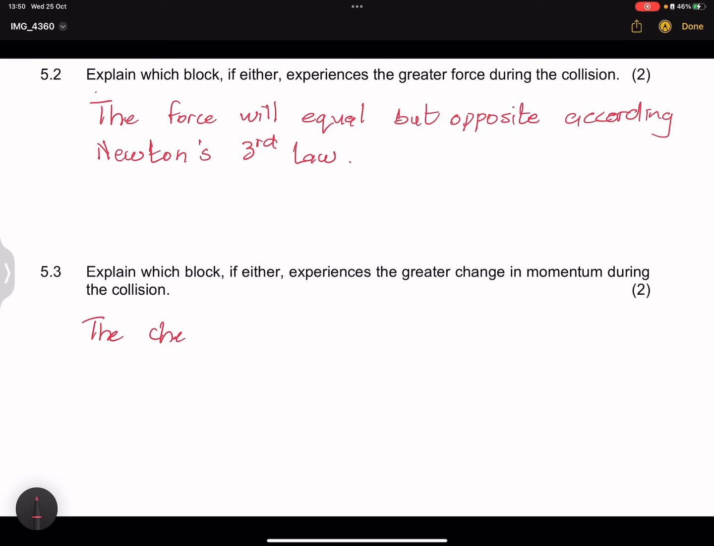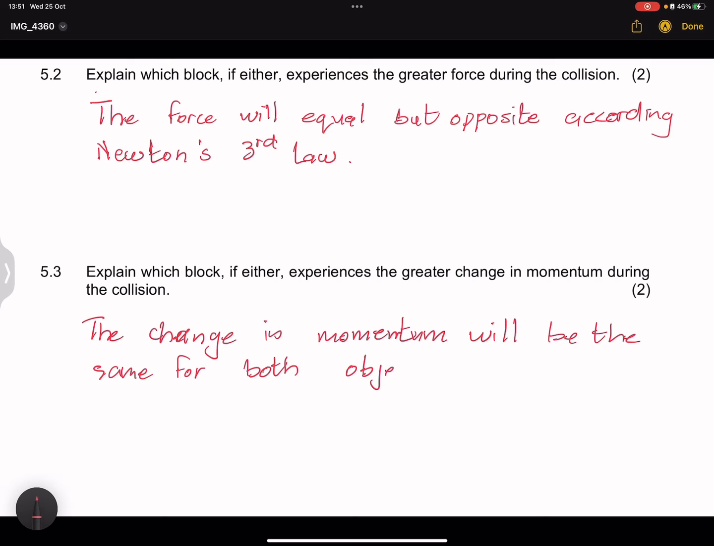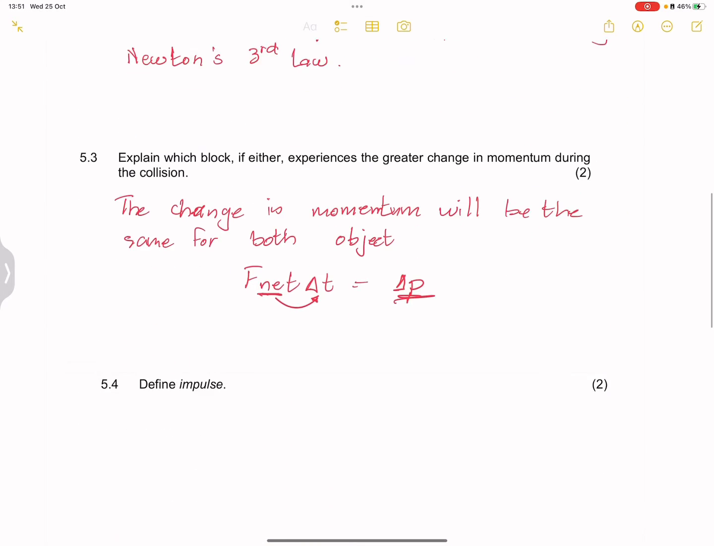The change in momentum will be the same for both objects, right? For both objects. And why is that? Because we know that by definition, impulse, force multiplied by delta t, is equal to the change in momentum. Now I want you to note, we said the force that they experience is the same. It will occur during the same period for both of them. So which means the change in momentum should be the same. Okay, right, now let's go to the next question.